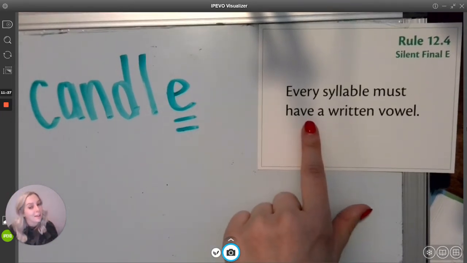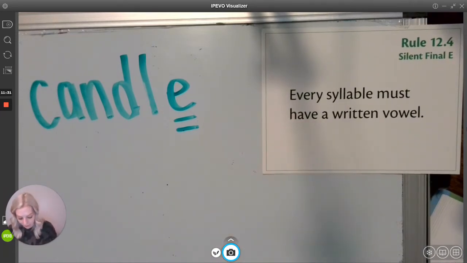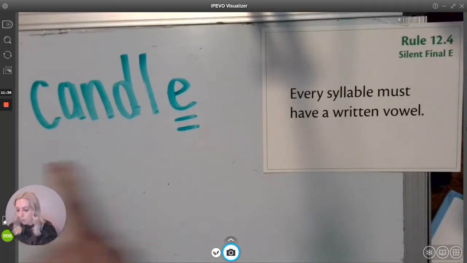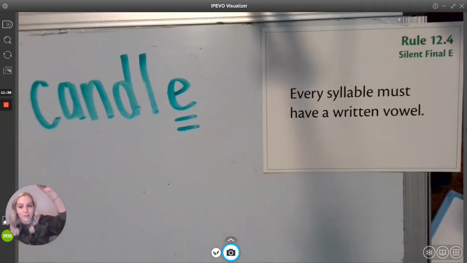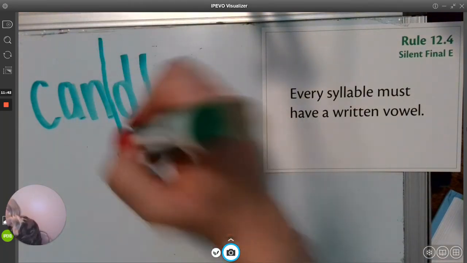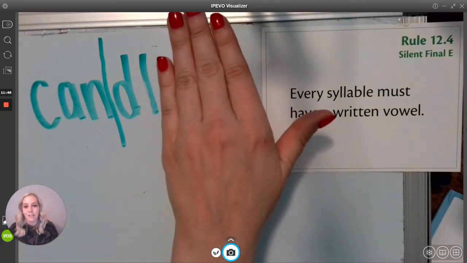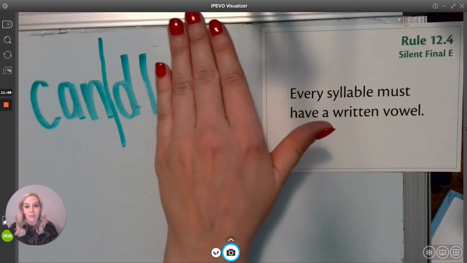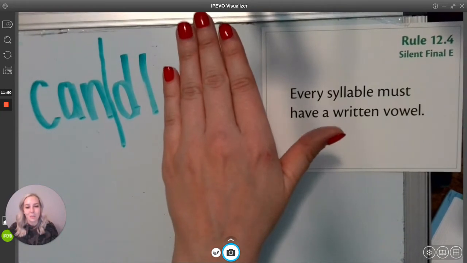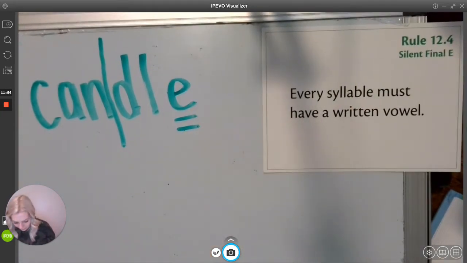Because every syllable must have a written vowel. Very good. Where would these syllables divide? If I draw a line, where would they divide? Between the N and the D. So you can see if we didn't have silent final E here, there wouldn't be a vowel in the syllable. But we know that every syllable must have a written vowel. Very good.